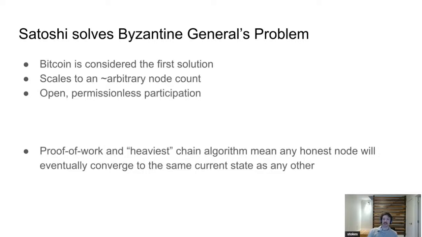And if you do this, as long as you have the same view of the chain as everyone else, you'll eventually get to the same state of the chain, because, assuming there's an honest majority of nodes in the network, they're all going to be following the same protocol. They're all going to follow the heaviest chain. And if you do this, you end up in the same place.